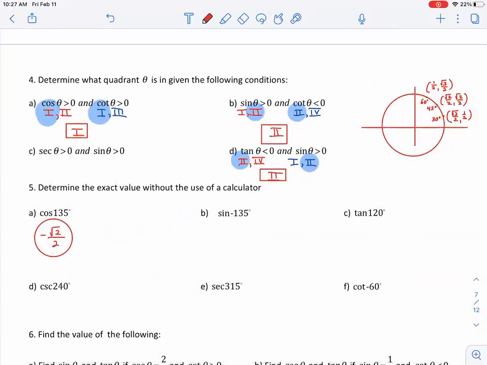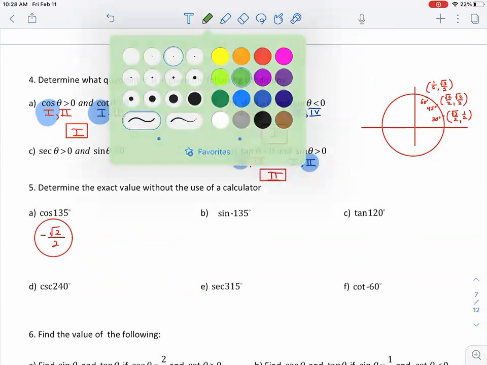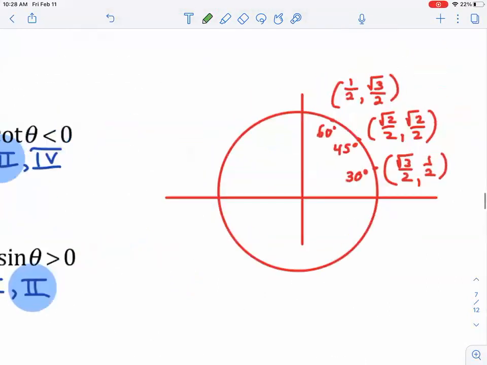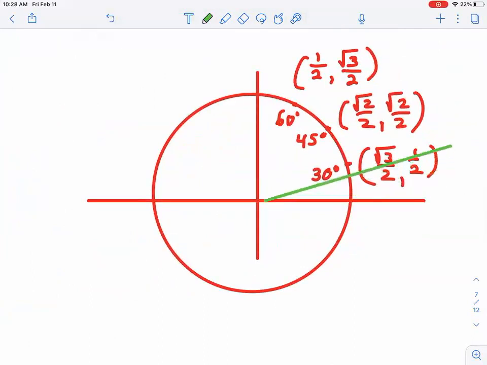Next, the sine of negative 135 degrees. Well, sine is the y value. Now remember, it's a negative angle. So that means that most angles go counterclockwise, but if it's a negative angle, we go clockwise. Going 135 degrees, that's negative 90, that would be negative 135, giving me a reference angle of 45.